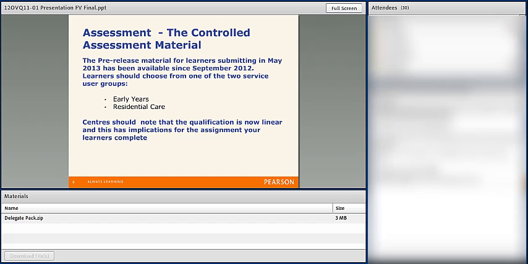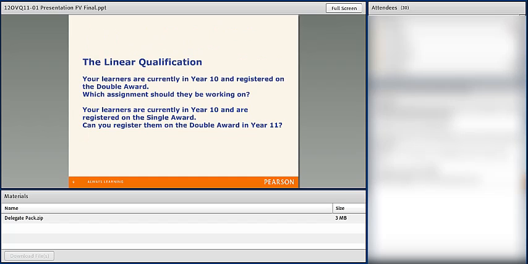I also mentioned slightly earlier that centres, you need to note now that the qualification is linear, and this has implications for the assignment that your learners complete. And it's very important that you get the right assignment. So your learners are currently in year 10 and registered on the double award. Which assignment should they be working on?